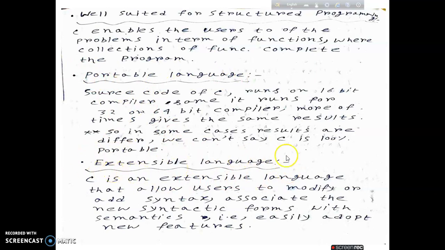Extensible language. Why is C an extensible language? C is an extensible language because it allows users to modify or add some syntax and associate new syntactic forms with semantics, so it easily adopts new features. Keep in short in your mind that C is extensible because if some new features are needed, C can easily adopt them.